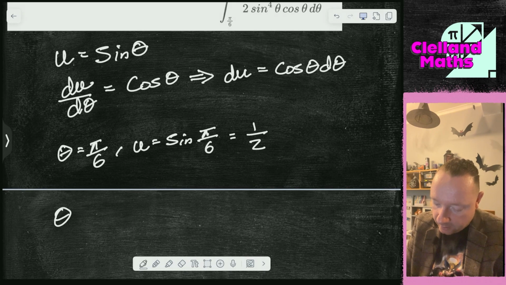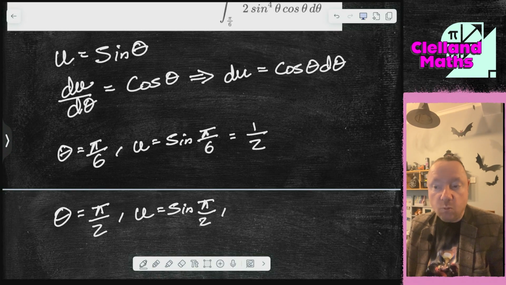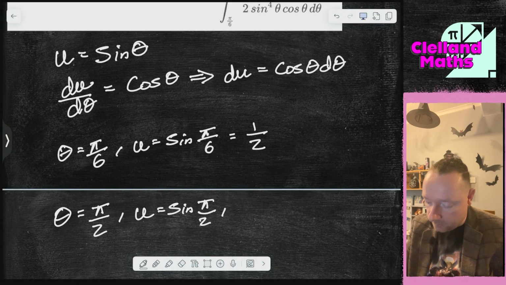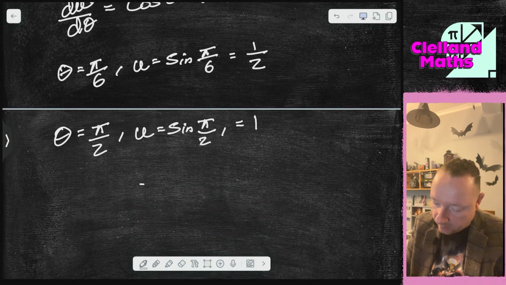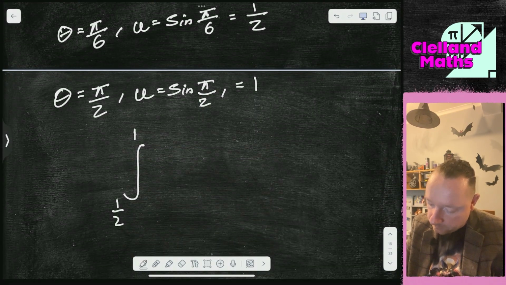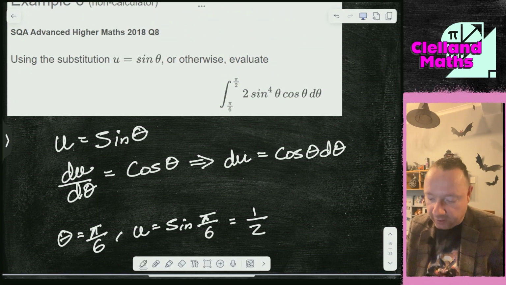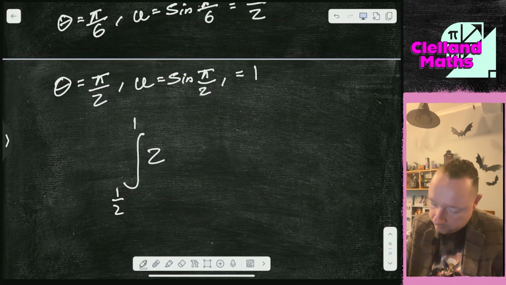And when theta is pi over 2, then u is sine pi over 2. That's sine of 90 then. The sine of 90 is 1. So that's just 1. So the integral becomes the integral between a half and 1. I've changed the limits of 2 sine 4 theta, u to the power of 4 then.